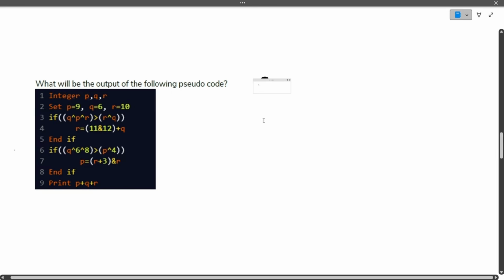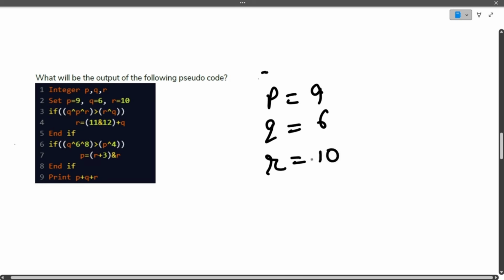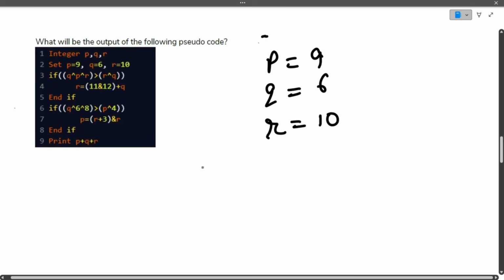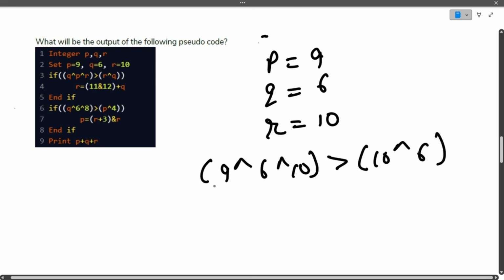Okay, so guys, the next question is, we are given again three variables: P, Q, and R. P is equivalent to 9, Q is equivalent to 6, and R is equivalent to 10. So again, there are some bitwise operations. The if condition is Q XOR P XOR R, so 9 XOR 6, XOR 10, is greater than R XOR Q. R is 10, XOR Q, and Q is 6. So let's first solve it.